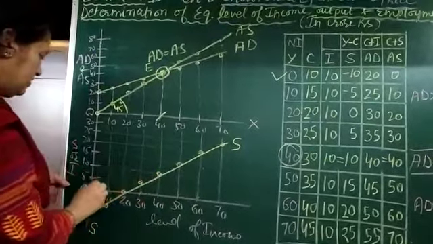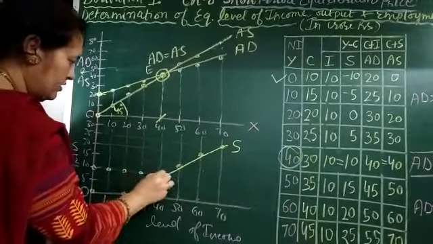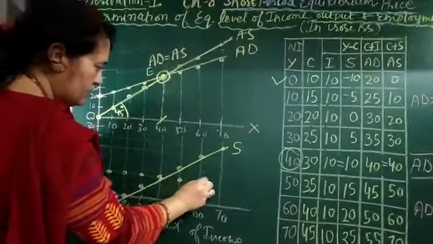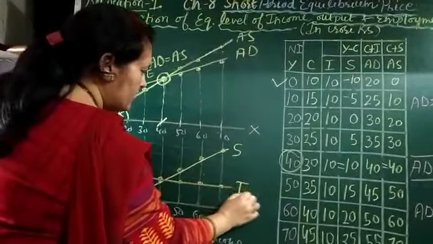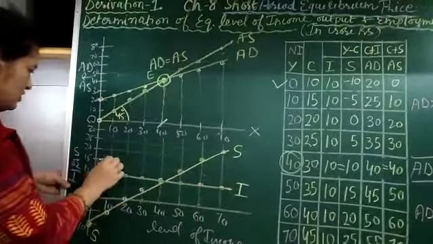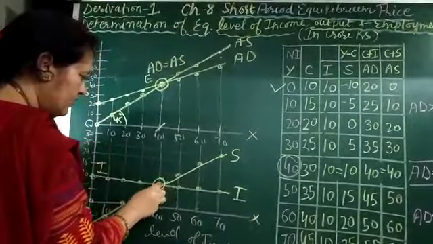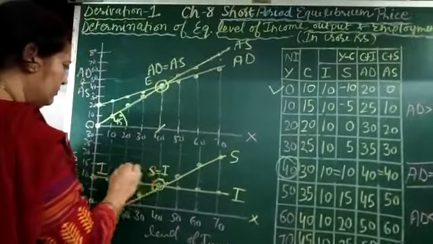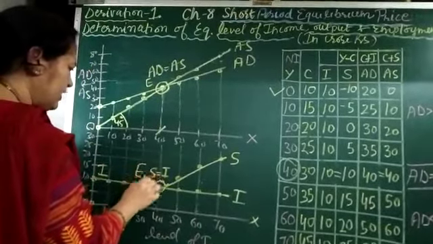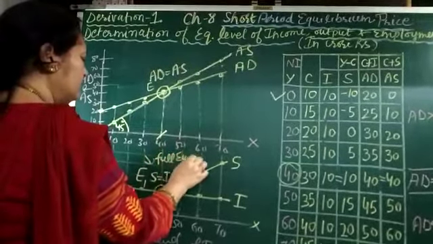Then investment: at zero income level it is 10, at 10 also 10, at 20 it is 10, at 30 it is 10, at 40 it is 10, 50, 60, 70. Joining all these points, the investment curve goes parallel to the x-axis, and this is the intersection point of savings and investment, indicated by E1. This is the full employment level.